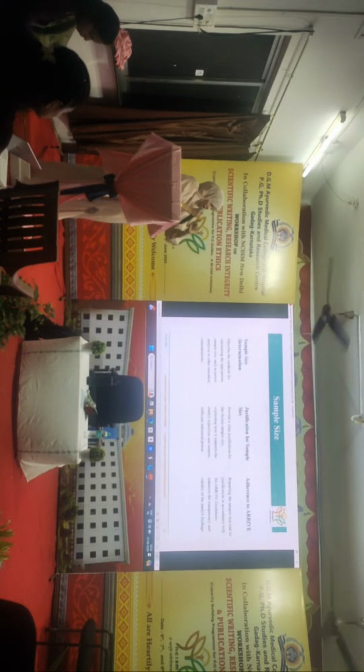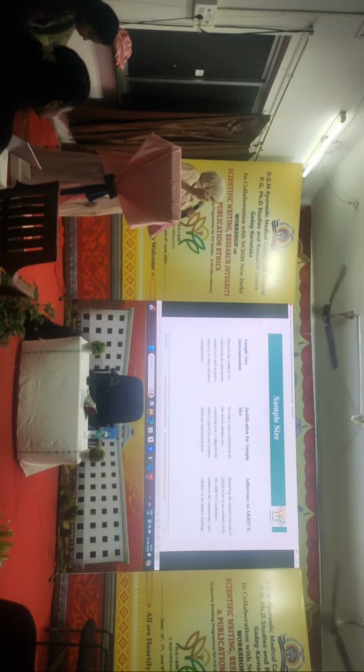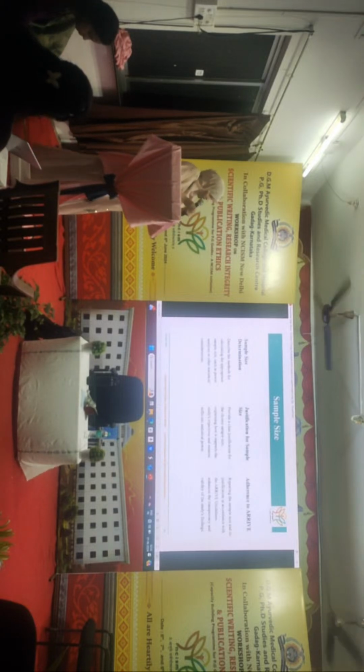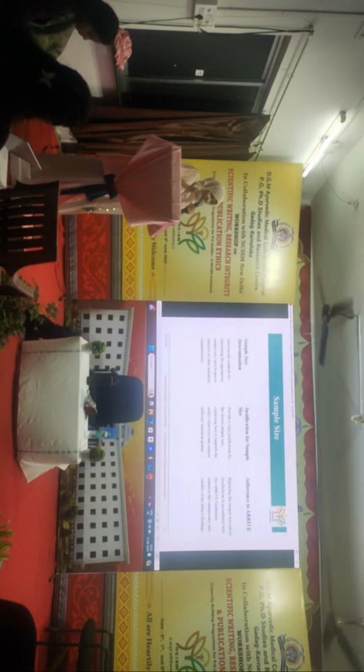Then adherence to the ARRIVE guidelines. Reporting the sample size and its justification in accordance with the ARRIVE guidelines enhances the transparency and validity of the study's findings.